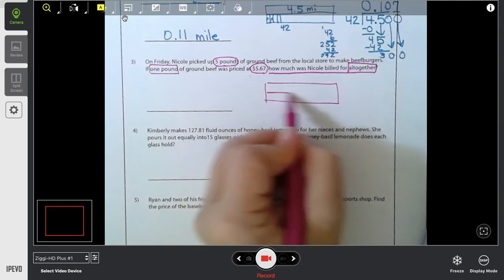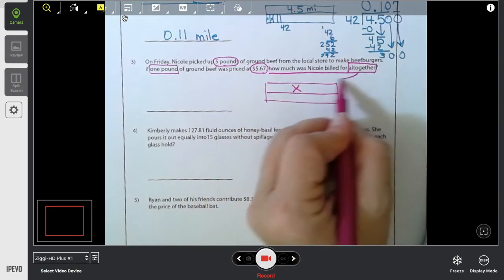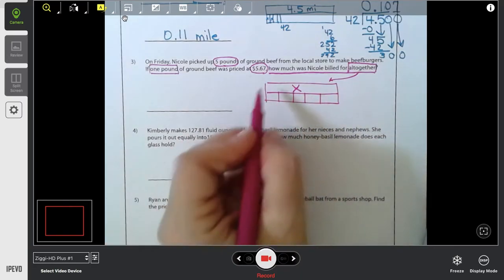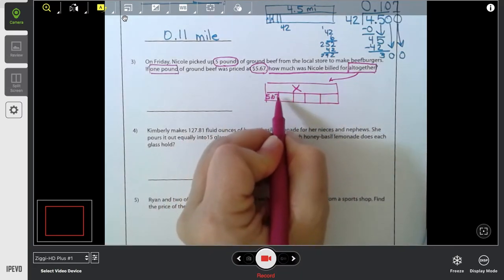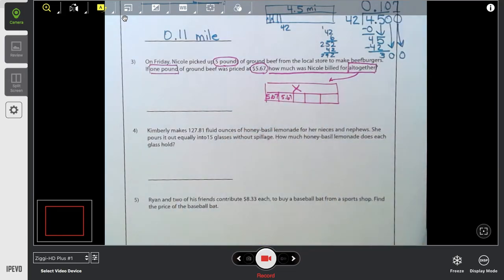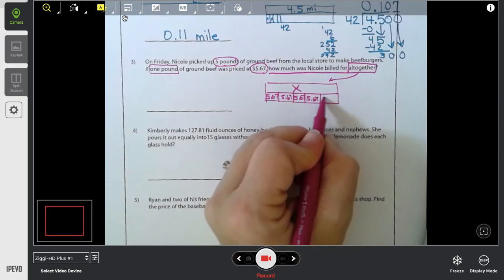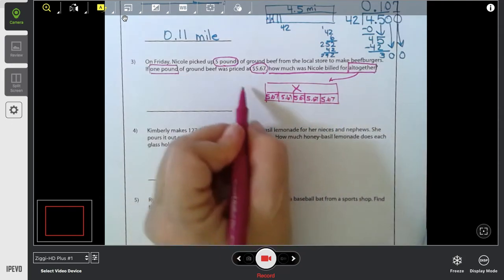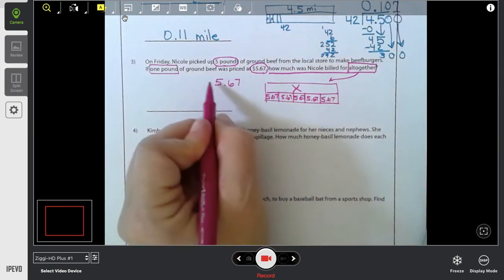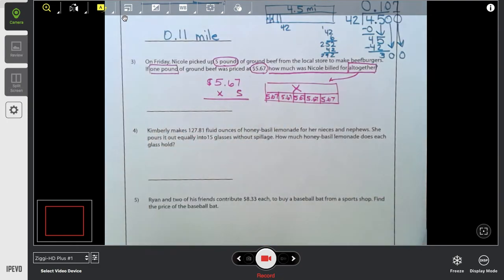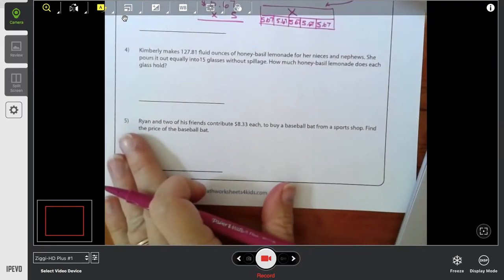So here's what I see. I don't know the total because that's what I'm finding altogether. But I do know she bought 5 pounds and each pound was $5.67. So in order to solve this problem, if I know the parts but don't know the total, I'm going to multiply 5.67 times 5. Okay? All right, let's look at number 4.